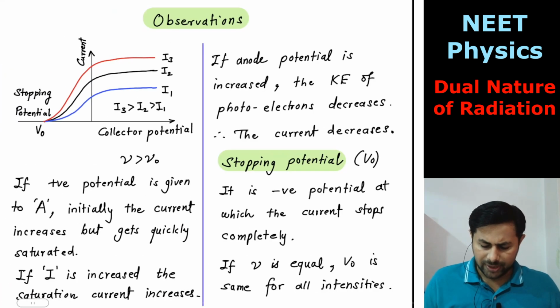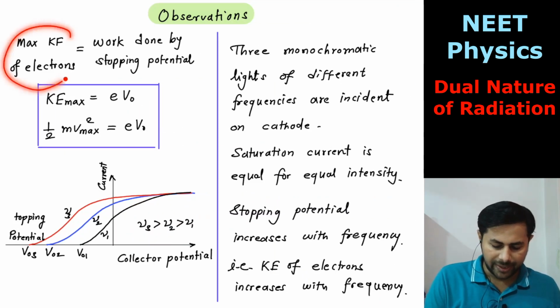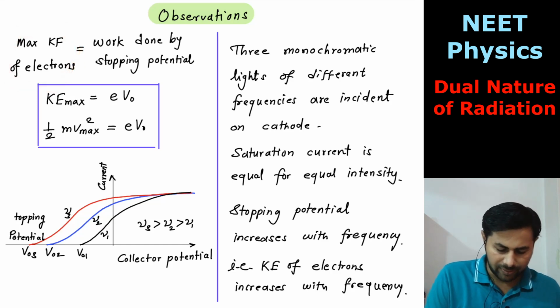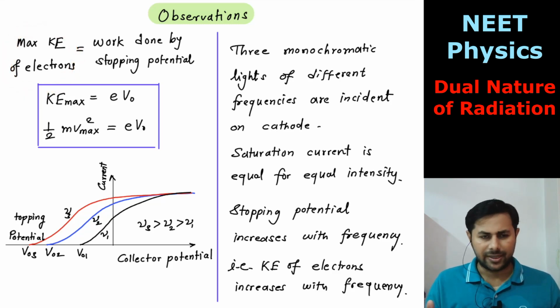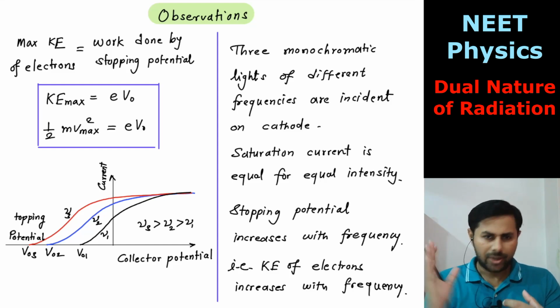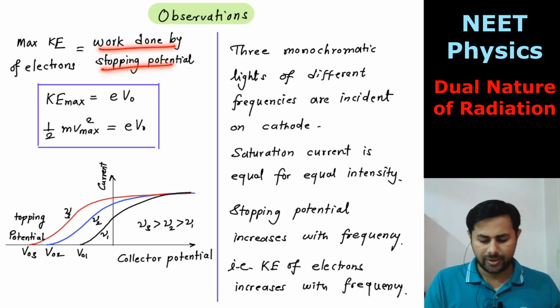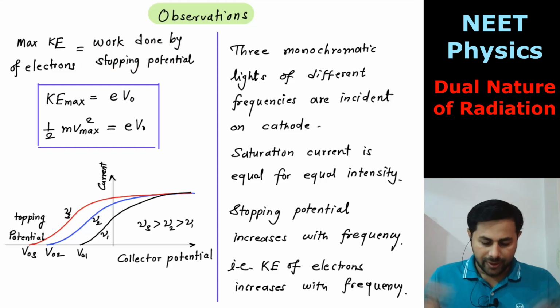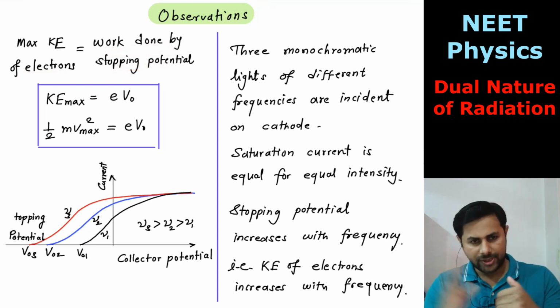From this graph, what can we understand? The electrons will have some kinetic energy. They will have slightly different kinetic energies. Some will be a little bit slower, some a little bit faster, but they will have some kinetic energy, and you are stopping all of them. So the maximum kinetic energy of electrons would be equal to the work done by the stopping potential, the work done by the electrostatic potential, to stop the electrons.